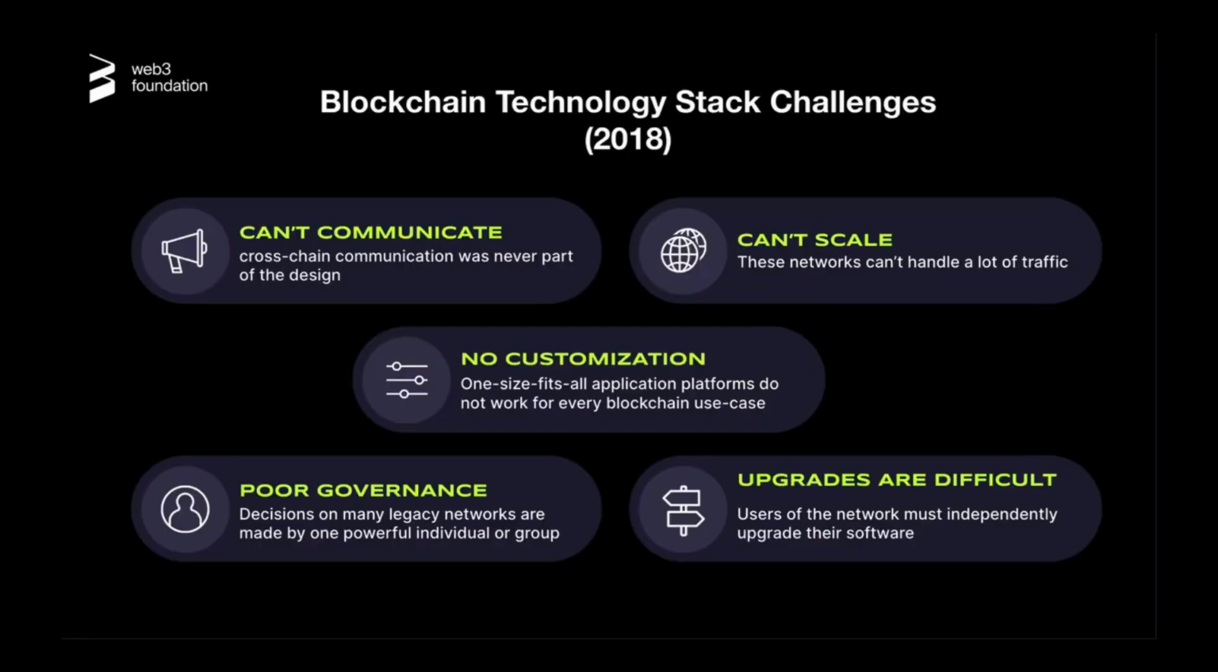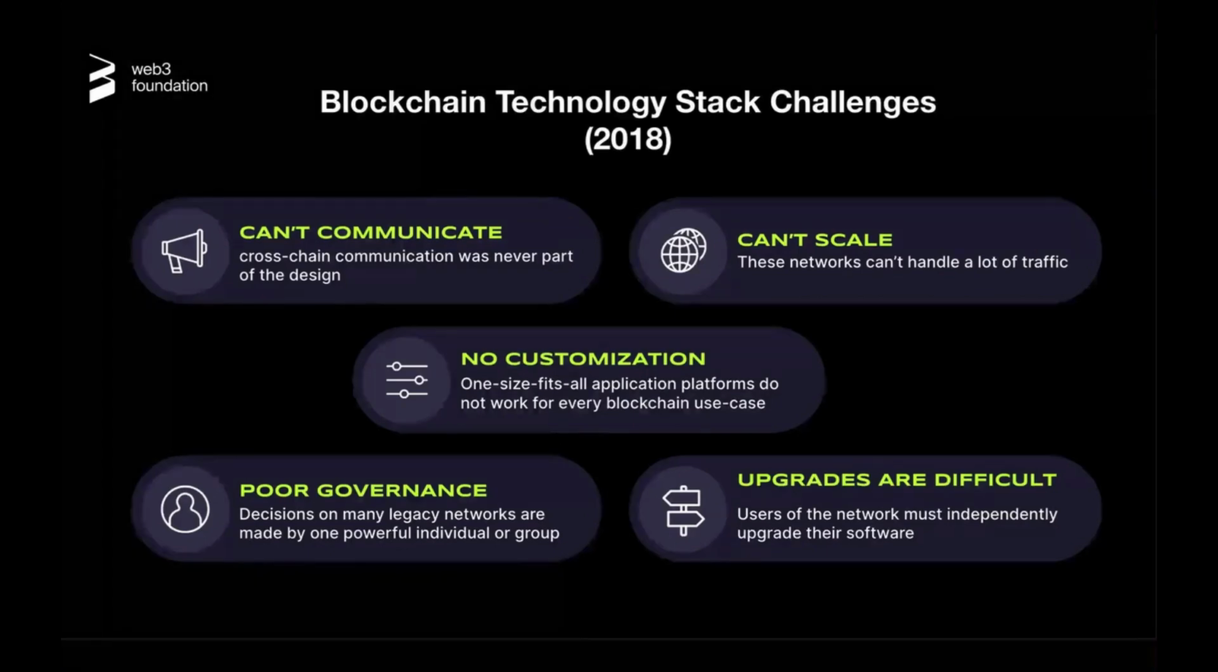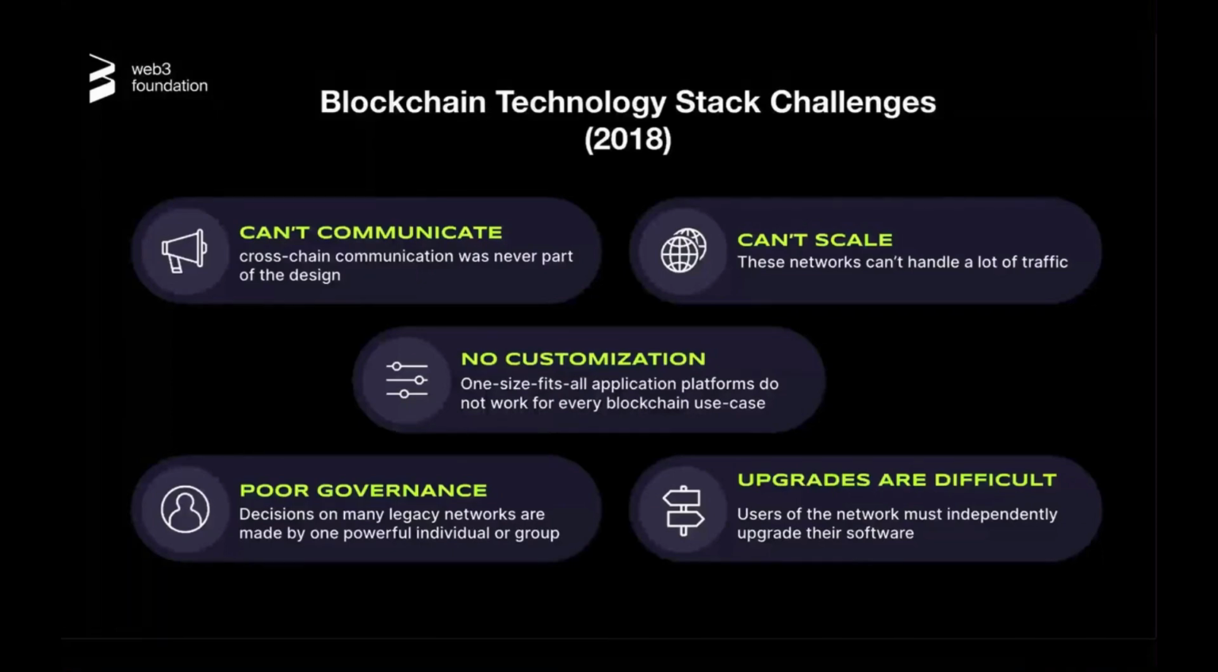Now, let's take a look at the technology stack of networks like Bitcoin and early versions of Ethereum. These networks were never designed to communicate with other blockchains. Their prime focus was on decentralization and providing security, but scalability remained an issue. And then, unlike Bitcoin, Ethereum offered flexibility in terms of generic computing, but with its tech stack, offered little scope for customization of diverse blockchain use cases.